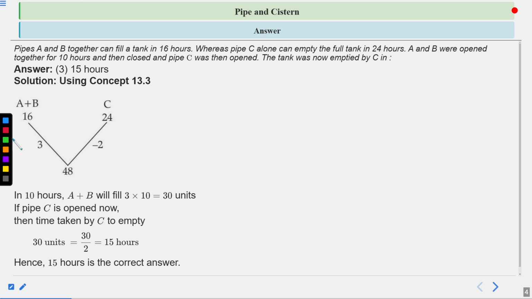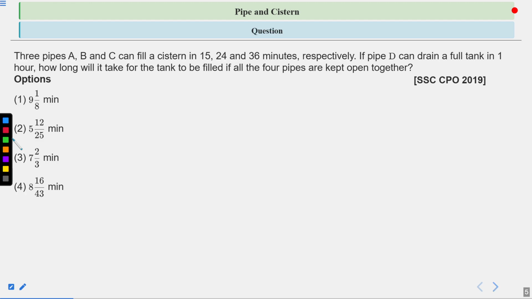Next one. 3 pipes A, B and C can fill a cistern in 15, 24 and 36 minutes respectively. If pipe D can drain a full tank in 1 hour, how long will it take for the tank to be filled if all the 4 pipes are kept open together? This question was asked in the SSC CPO exam in 2019. So there are 4 options. First one is 9 and 1 by 8 minutes. Second is 5 and 12 by 25 minutes. Third one is 7 and 2 by 3 minutes. And fourth one is 8 and 16 by 43 minutes.